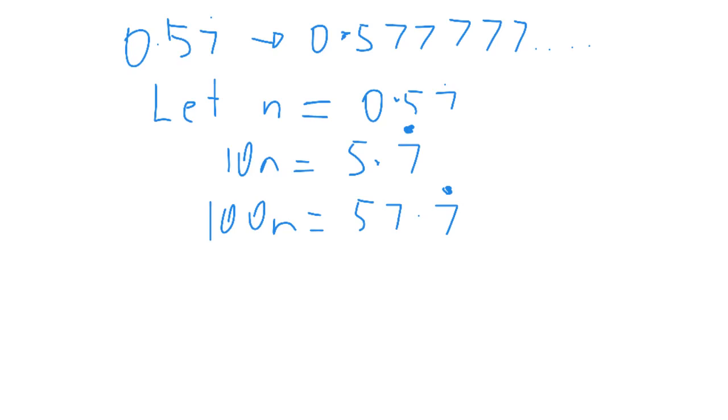Now, based on our last type of problem, what I wanted to get rid of was that recurring part. I can do that again here because now I've got these guys behaving nicely for me. I've got the same thing after the decimal point in both examples. So with my simultaneous equations, I'm going to take away this line from this line here.